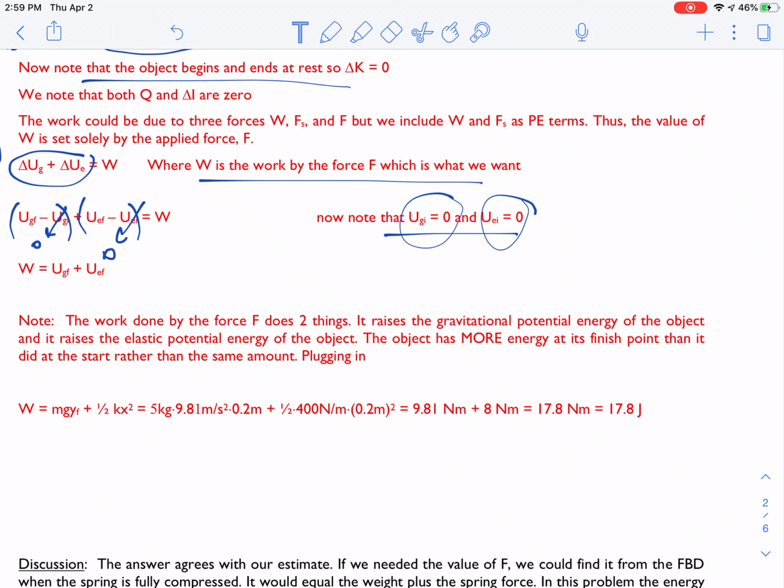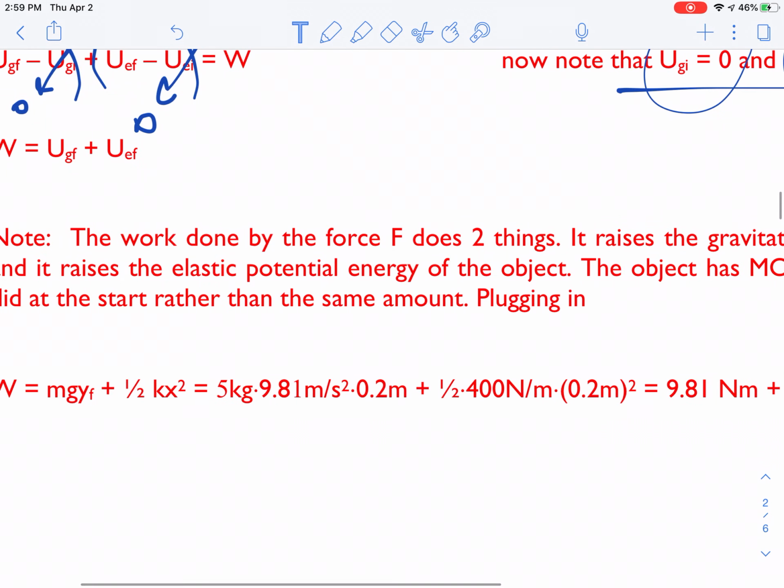Put these in there, and then it turns out y final and x are the same because the elevation is the same as compression in this problem. So although they look like two different things in the equation, symbolically, they are the same. So we're going to look into the figures to figure that out. And we're just plugging numbers in.